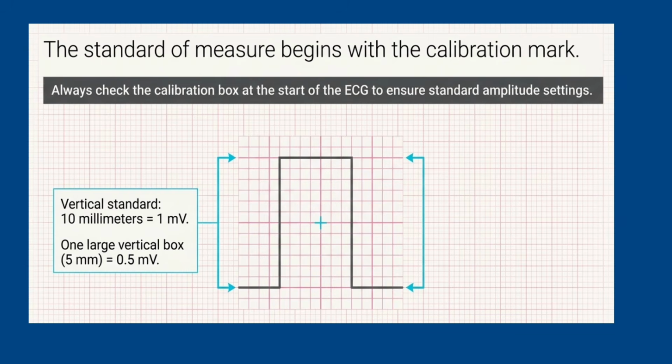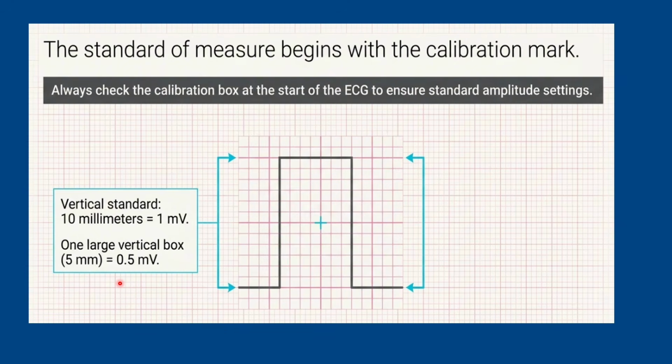Another important issue is to look at the standard amplitude setting or the calibration box, in which 1 millivolt will give deflection of 10 millimeters, which means 2 large squares. This is a standard in all the ECGs. Half millivolt will give deflection of only 5 millimeters height, which is 1 large box. But in all ECGs, you will find that the standard is 1 millivolt and gives deflection of 10 millimeters.